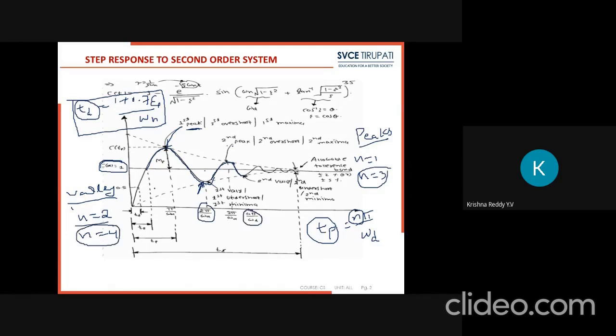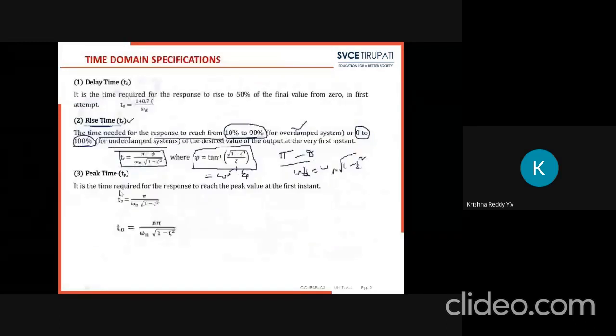The time required to reach its peak value is known as peak time. It is the time required for the response to reach its peak value at the first instance. First instance means it is the first peak. Suppose you are going for the first valley, then we substitute n equal to 2. This is the definition of peak time. With the help of this formula, we can calculate the peak time value.